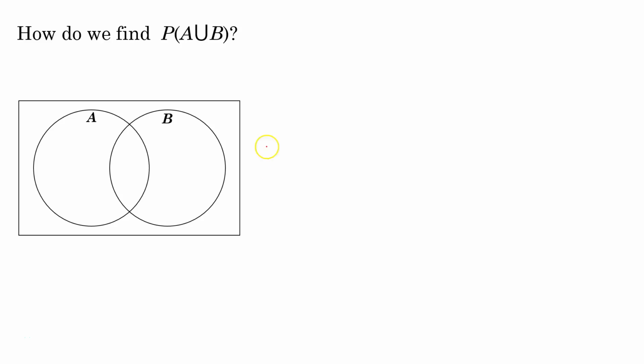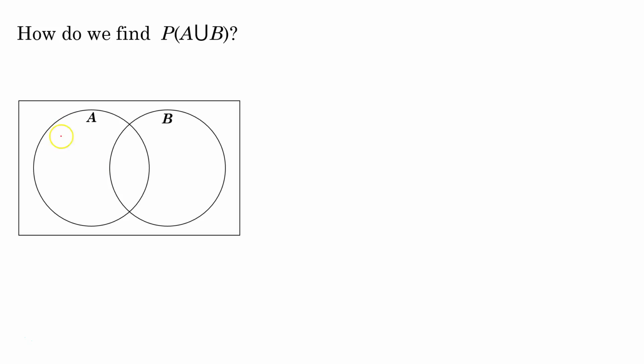So how do we find the probability of A union B? A union B means it's in A or it's in B. So we need to get all the area that is inside my poorly drawn border, all that stuff.